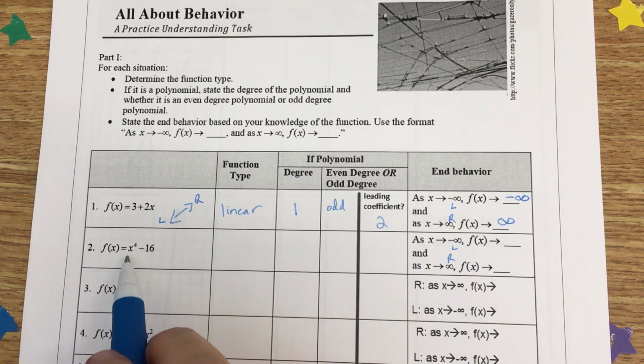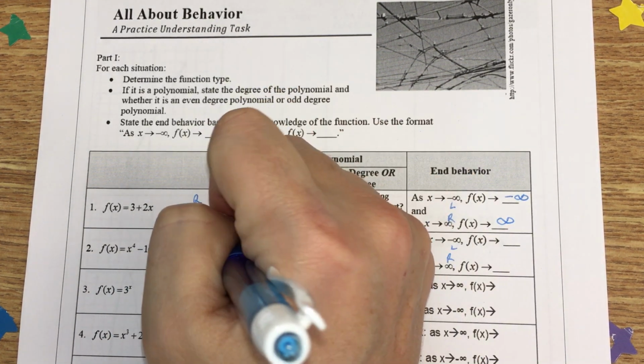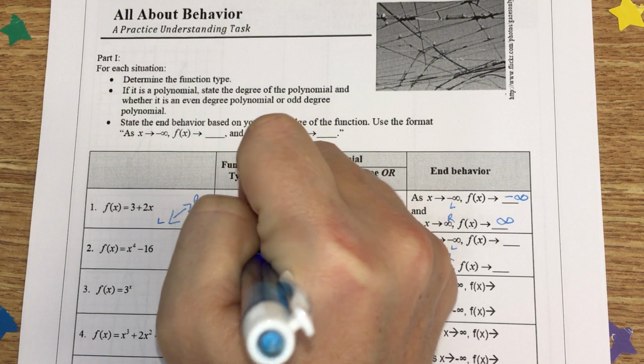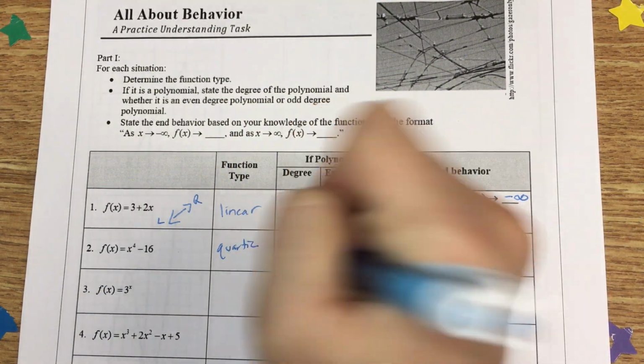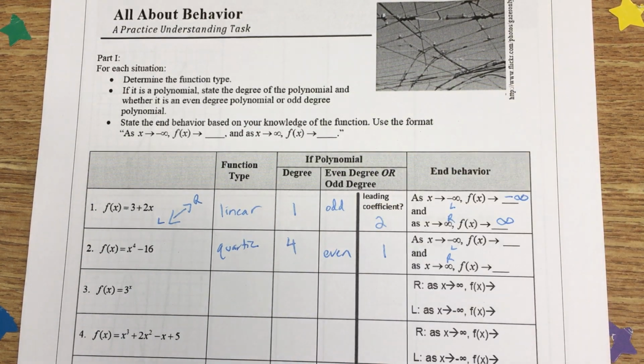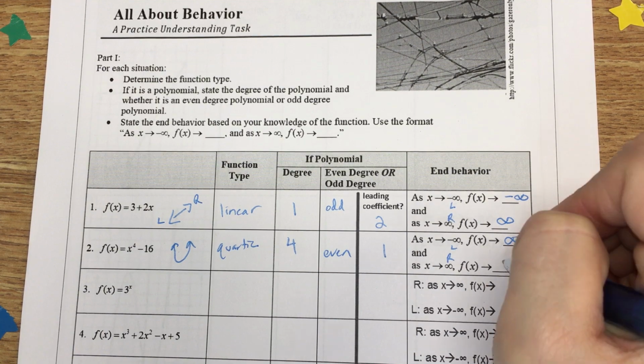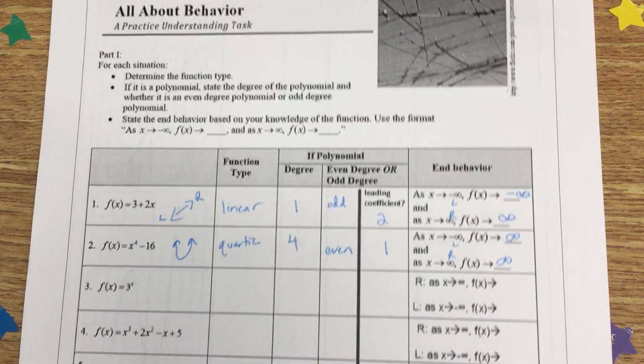Okay, so now number 2, the function type is also going to be a polynomial. It's a quartic function. Its degree is 4, which is an even degree. The leading coefficient is 1, and because of that, we're going to follow the model of a parabola, and they both go up to infinity.